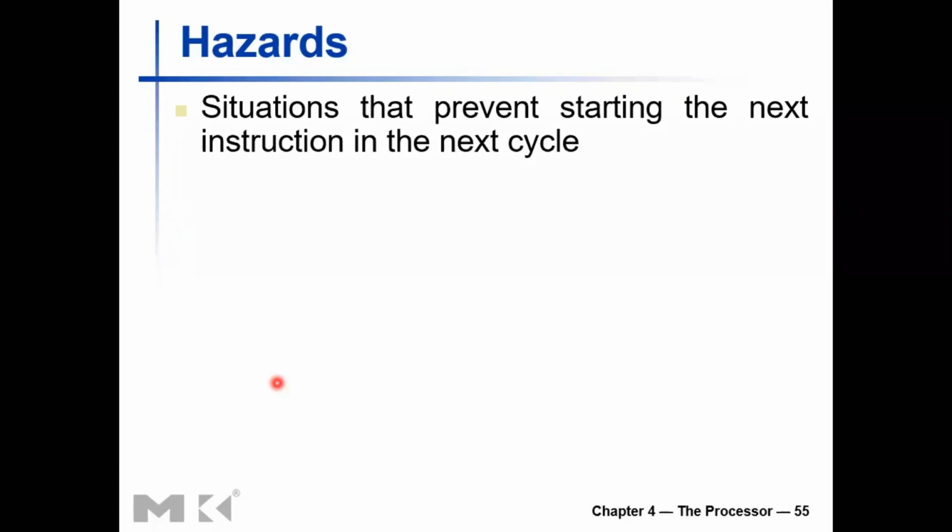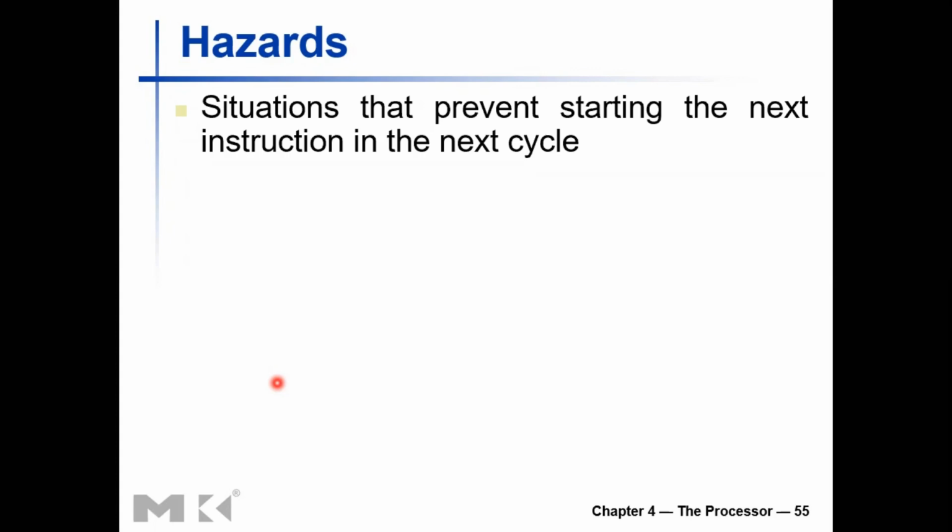When you try to do something in a pipeline manner, all this parallel execution and maximal utilization of hardware brings us some issues, some trouble. So hazards are situations that prevent starting the next instruction in the next cycle, right? That is the essence of pipelining: you can start an instruction every clock cycle. Even though an instruction will take several clock cycles to complete, you can start an instruction every clock cycle and you can finish an instruction every clock cycle. That is how the throughput is increased.